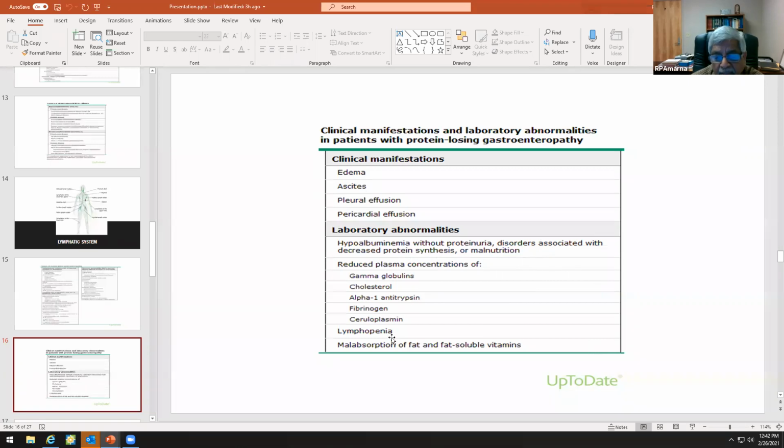Obviously, with lymphangiectasia, the lymphatics carry out and push all the lymphocytes out into the GI tract, so they will develop lymphopenia. And also they will have malabsorption of fat-soluble vitamins as well.